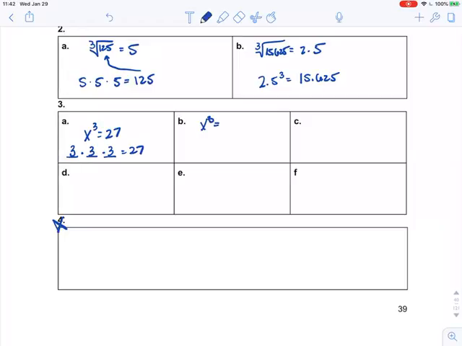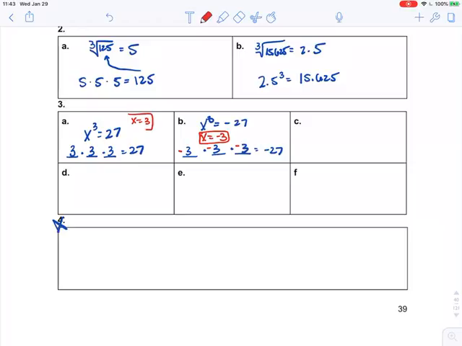X cubed equals negative 27. Something times something times something equals negative 27. Well, I know 3 works. That gives me 27. Now, if I make each one of these negatives, does it work? Well, negative times a negative becomes positive. Positive times a negative equals a negative. Awesome. So I'm going to say that x equals negative 3. Forgot to write that here.